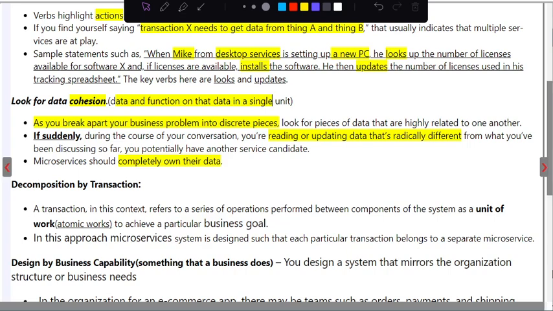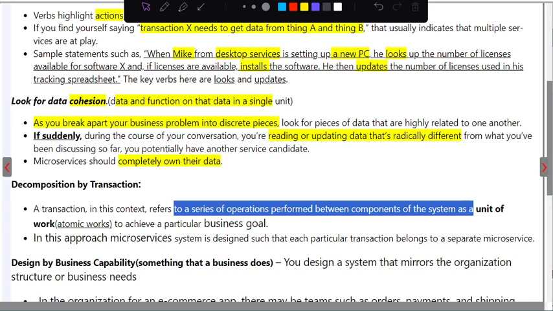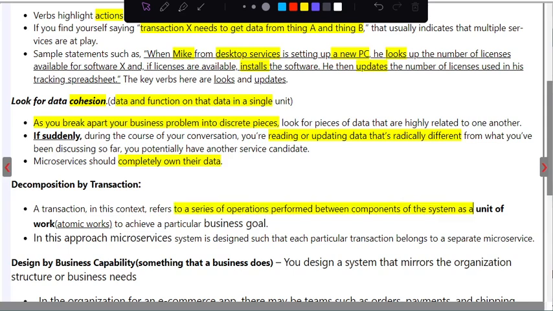In decomposition of the transaction, the concept is that a transaction refers to a series of operations performed between components of the system as a unit. We should avoid a transaction going across microservices. Suppose a transaction starts in one microservice and goes to another microservice. That should be avoided.